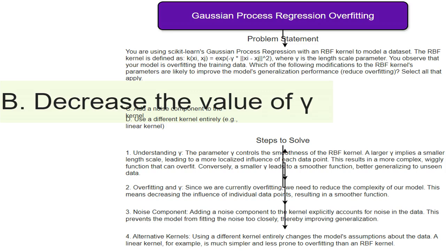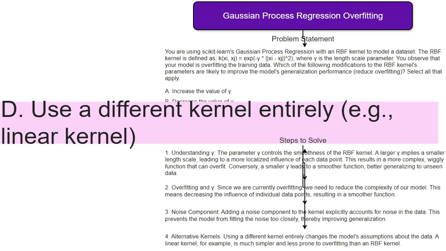Switching kernels is another strategy. A linear kernel is a much simpler type of kernel and will be less prone to overfitting. Using a simpler kernel makes sense when the current kernel is causing overfitting. This section outlines a strategy to solve the overfitting problem. I will carefully follow each step.